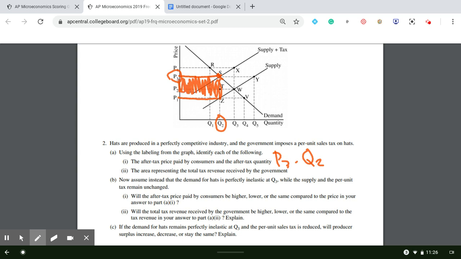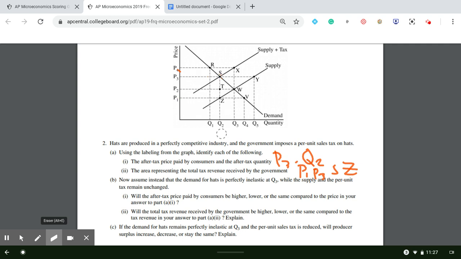Okay. It says so the area would be P1, P3, SZ. Okay, that rectangle right there. Okay. Now, assume instead the demand for hats is perfectly inelastic. Okay.